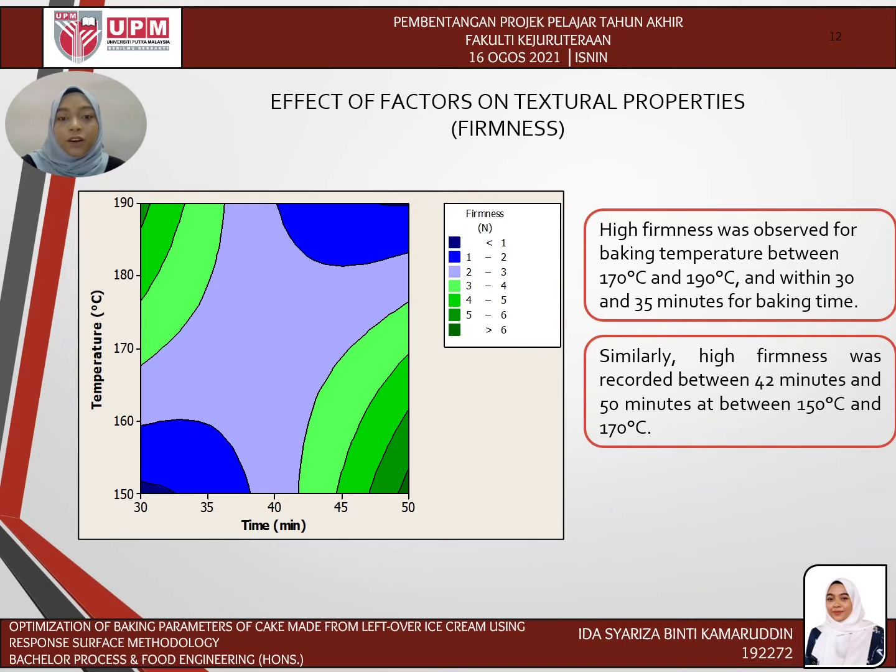The effect of factors on texture properties, on firmness, was shown in the contour plot given. High firmness was observed for baking temperatures between 170 and 190 degrees Celsius within 30 and 35 minutes of baking time. Similarly, high firmness was recorded between 42 minutes and 50 minutes, between 150 degrees Celsius and 170 degrees Celsius.